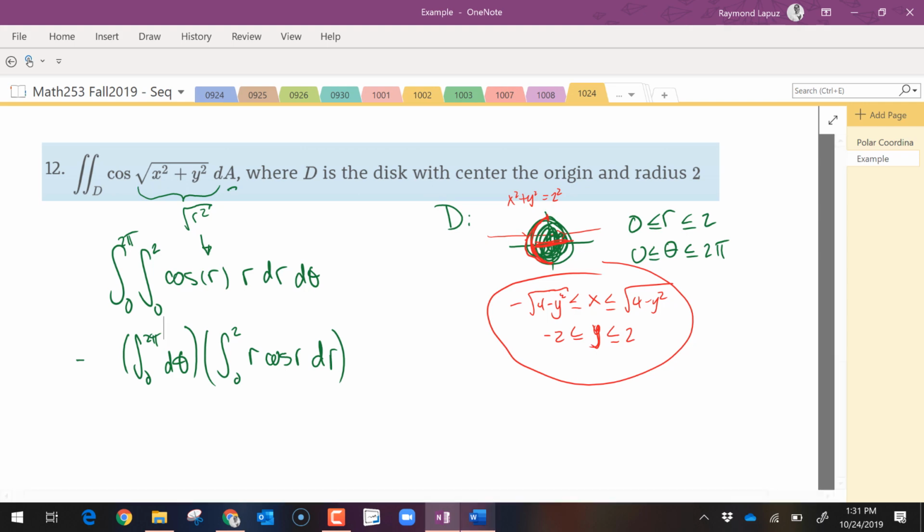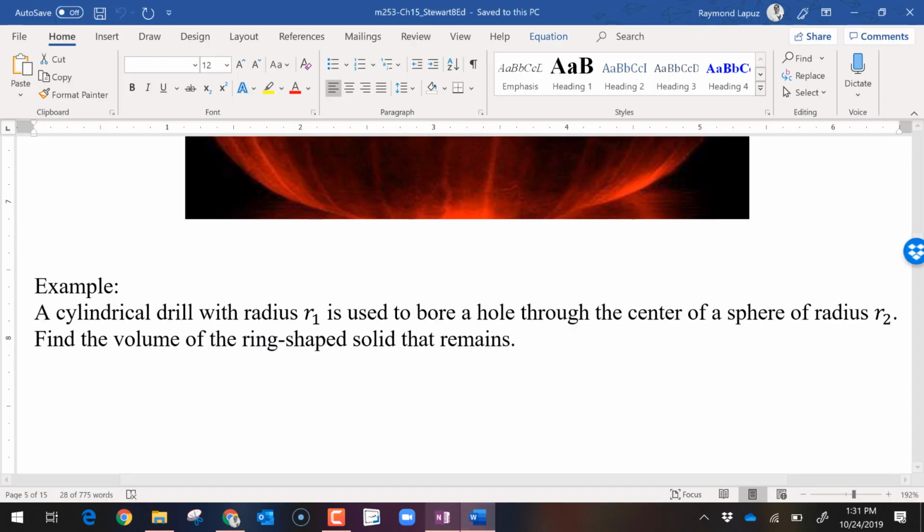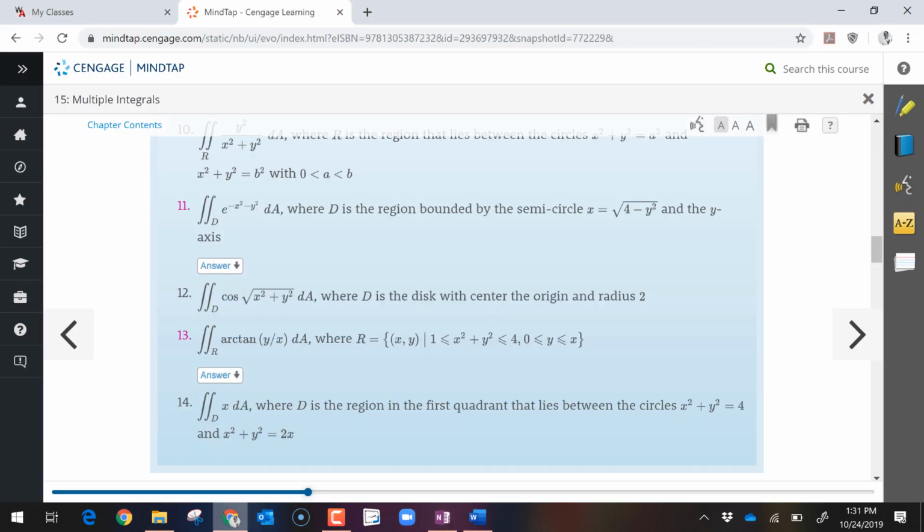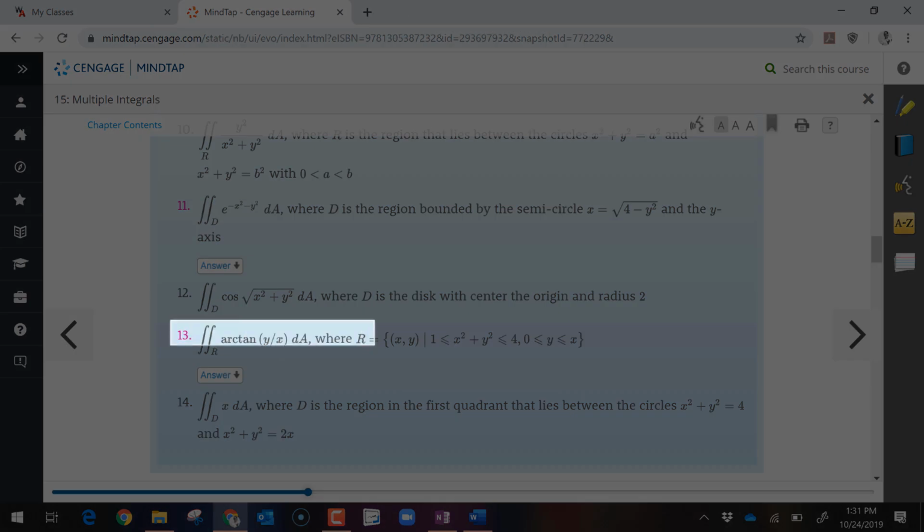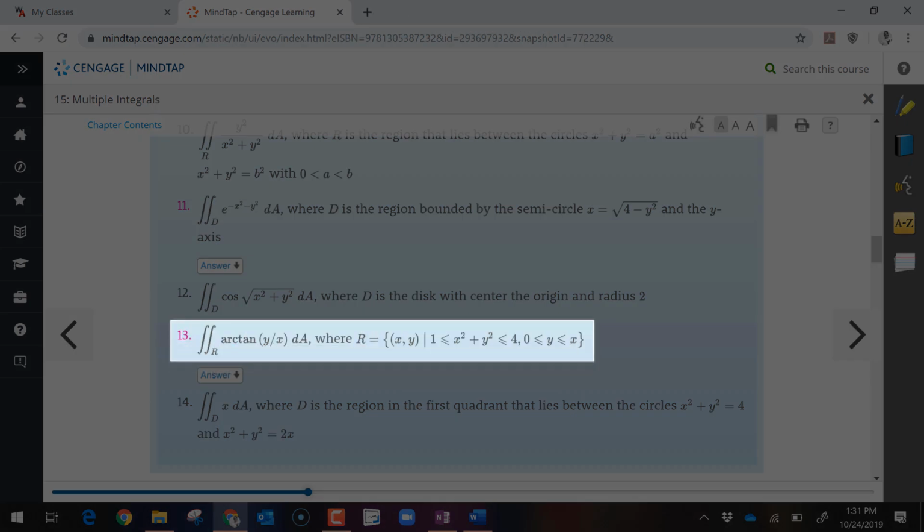All right, let's do 13 from the same section. Oh, this one's an arctan of something.